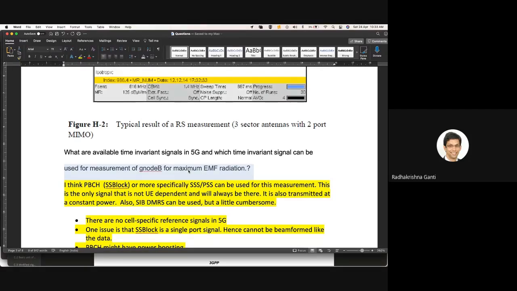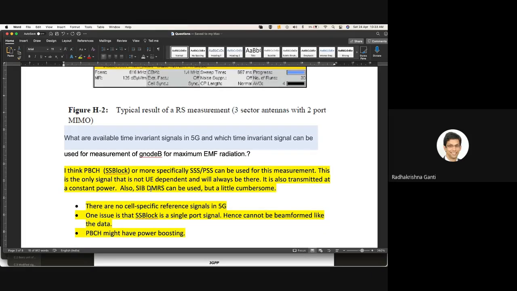Okay, in some narrow bandwidth it's transmitted. So if you want to actually find, I would say the only time invariant signal is the SS block. So you have to use the SS block for measurement, as there are no other cell-specific reference signals in 5G. But the problem is that the SS block is a single port signal. If you look at the SS block specification, it says it's transmitted in port 4000. So what that means is you cannot use beamforming on the SS block.